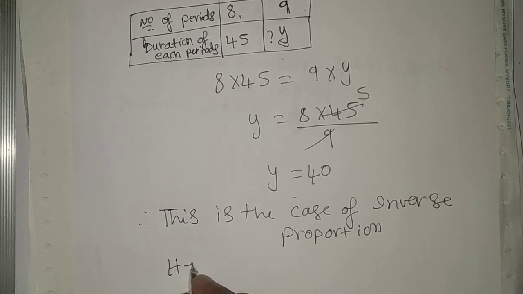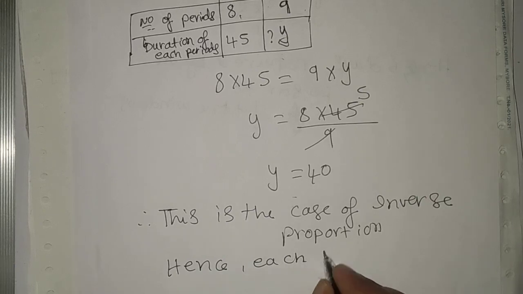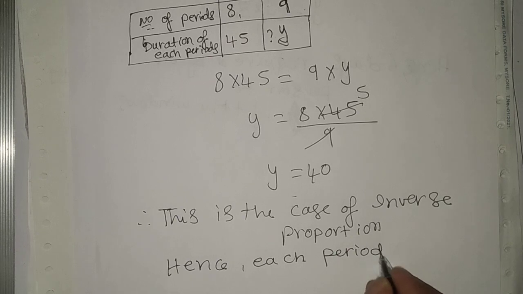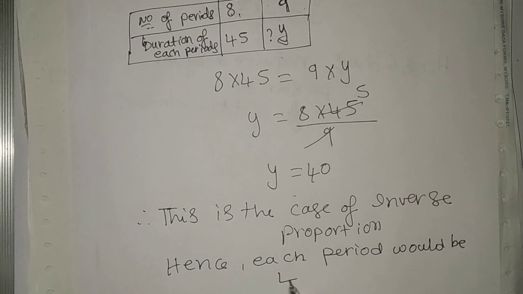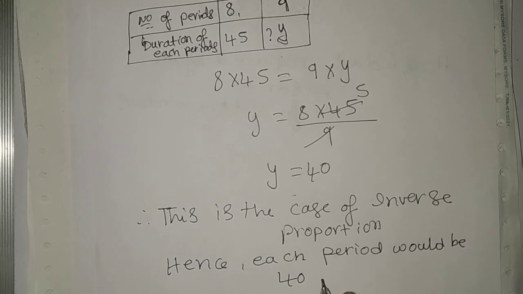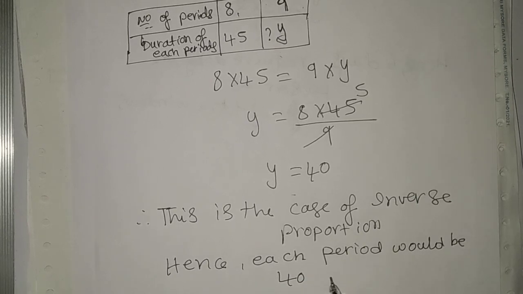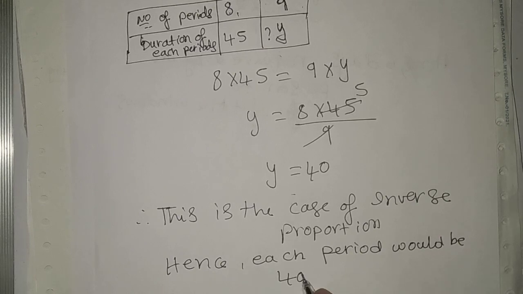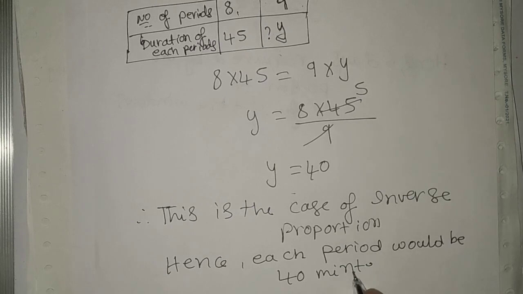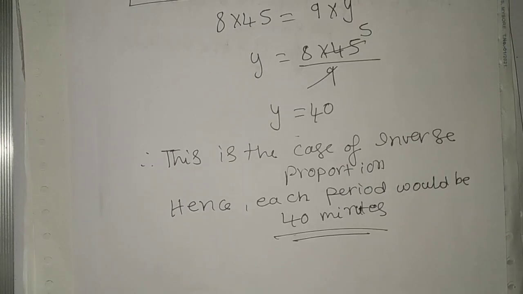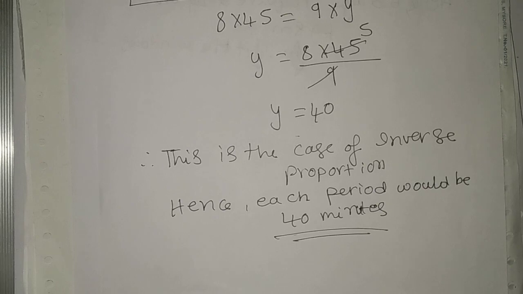Hence, each period would be, first it was for 8 periods, 45 minutes each. Here, since the periods increased to 9, each period will be 40 minutes long. So this is the solution for the last problem, the 11th problem. This completes the chapter on direct and inverse proportion.